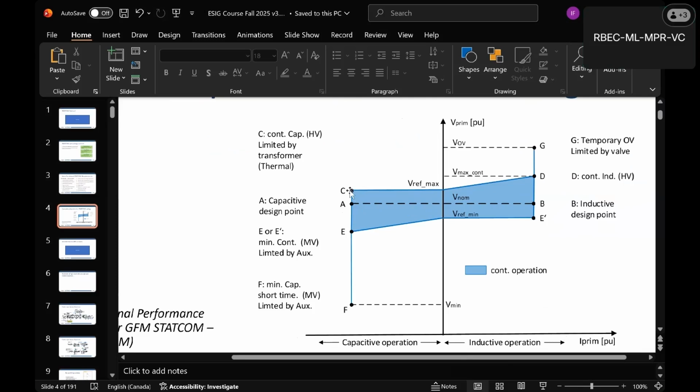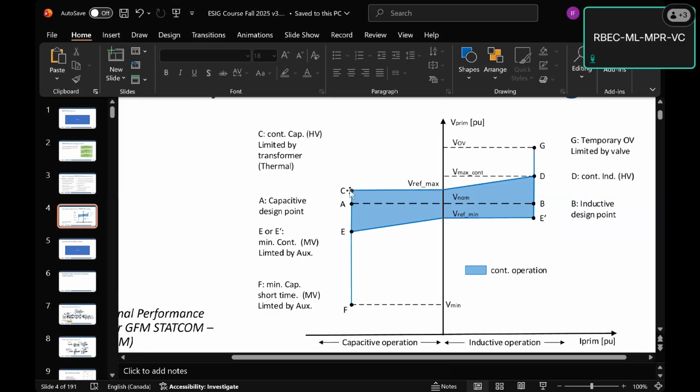And if your voltage is above nominal and your current is constant, your reactive power is above nominal. So if you ask for a 100 MVA STATCOM, megavar STATCOM, that would be defined at nominal. As the voltage goes up, you're going to get more megavars, right?